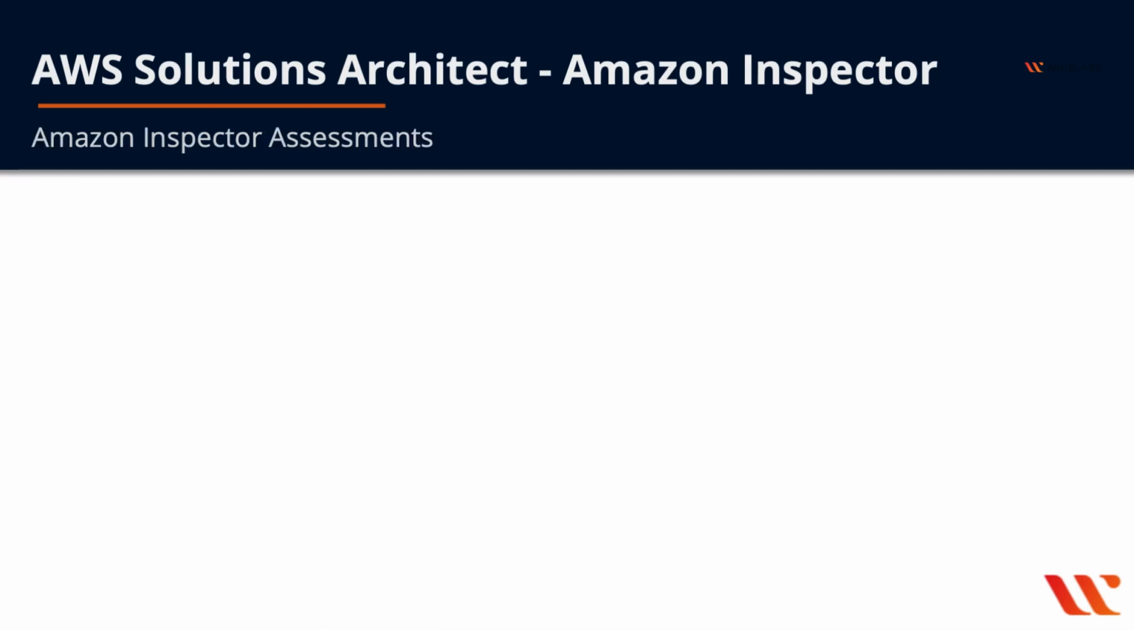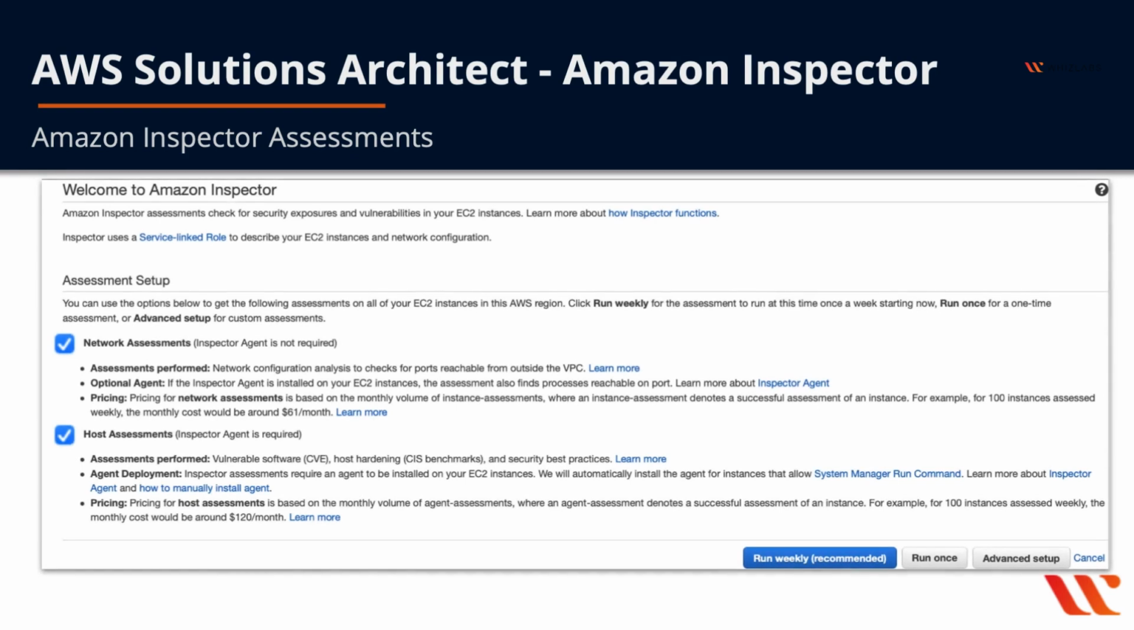So let's talk about the Inspector assessments. So in order to cover this, I've captured an image from the configuration of Amazon Inspector in my account. And so Inspector assessments check for security exposures and vulnerabilities in your EC2 instances and in your network. And what you do when you want to set up your assessments, you can select network assessments or host assessments or both. And you can see here I have selected both.